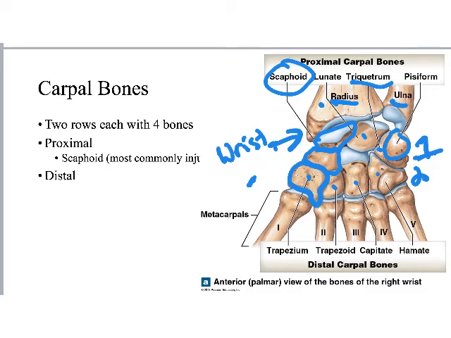And hamate is one of those bones that you should be able to recognize. If I just gave you a hamate bone on the table, I'm not going to do that, but if I did, it's very unique because it has this kind of hook coming off of it. And so that's easy to identify as the hamate bone.